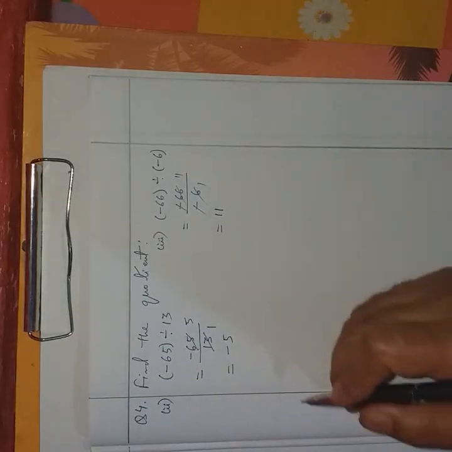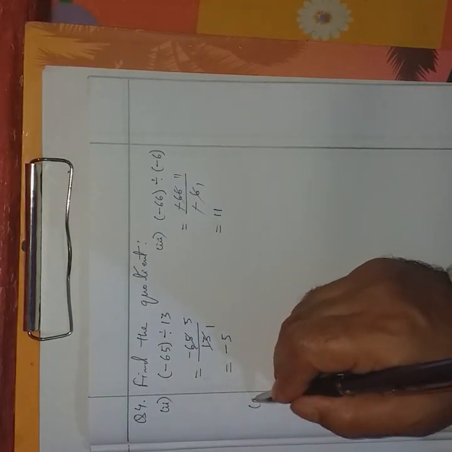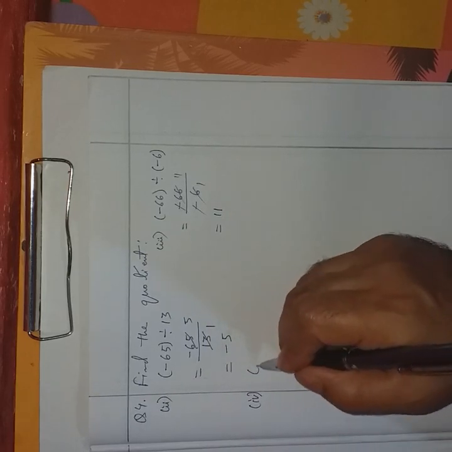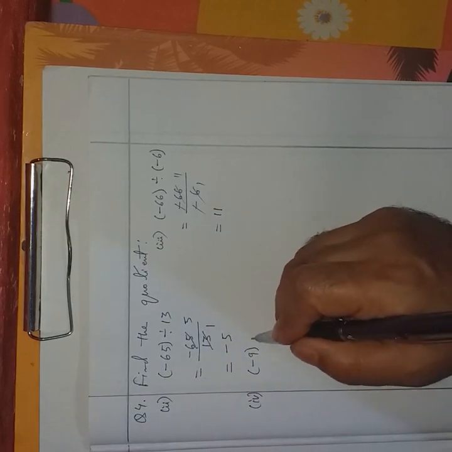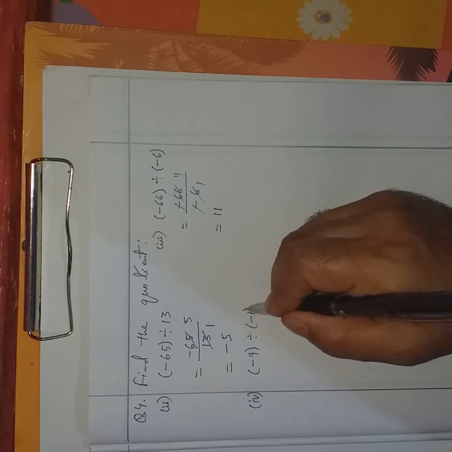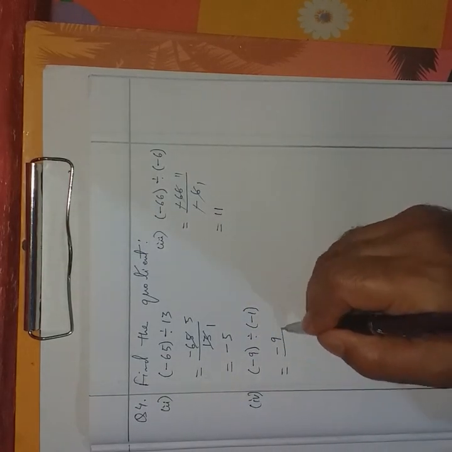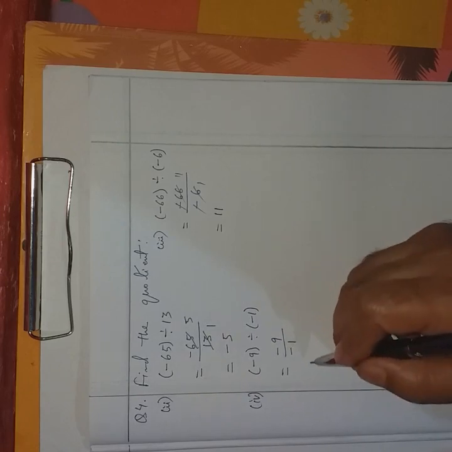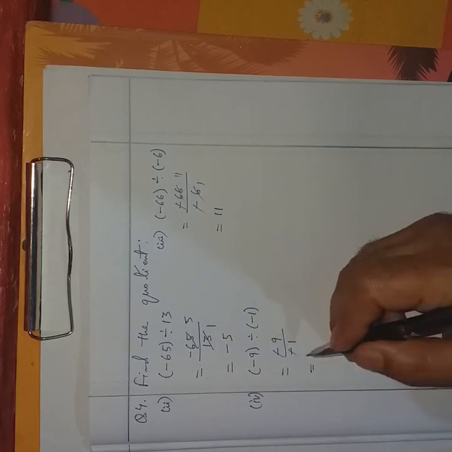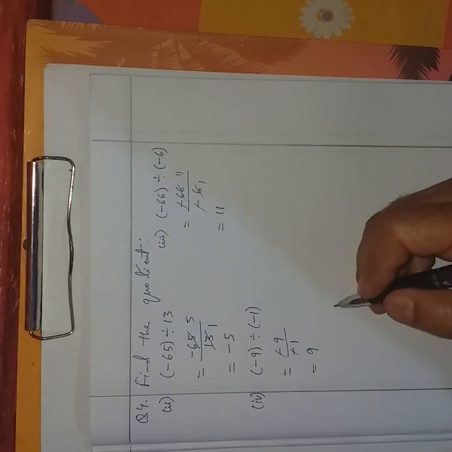Okay, now number 4, minus 9 divided by minus 1. It's very simple, minus 9 divided by minus 1. So what will it be? Minus and minus get cancelled and the answer will be 9, isn't it?